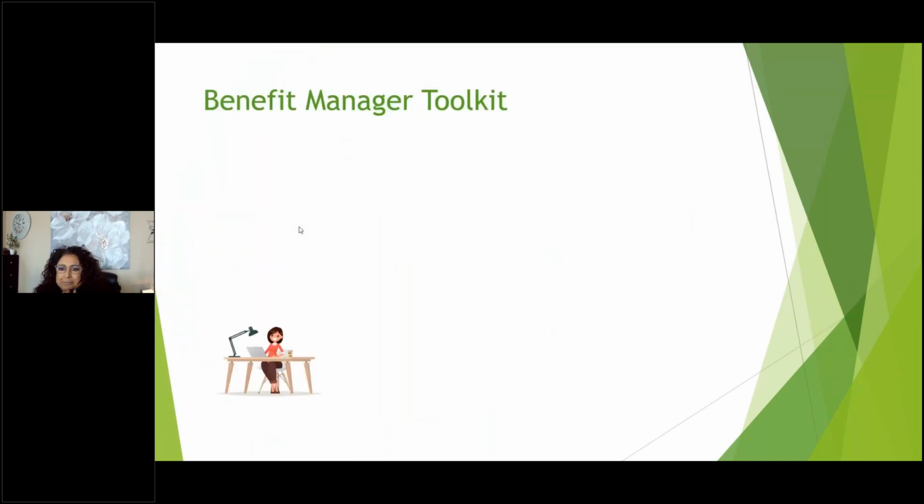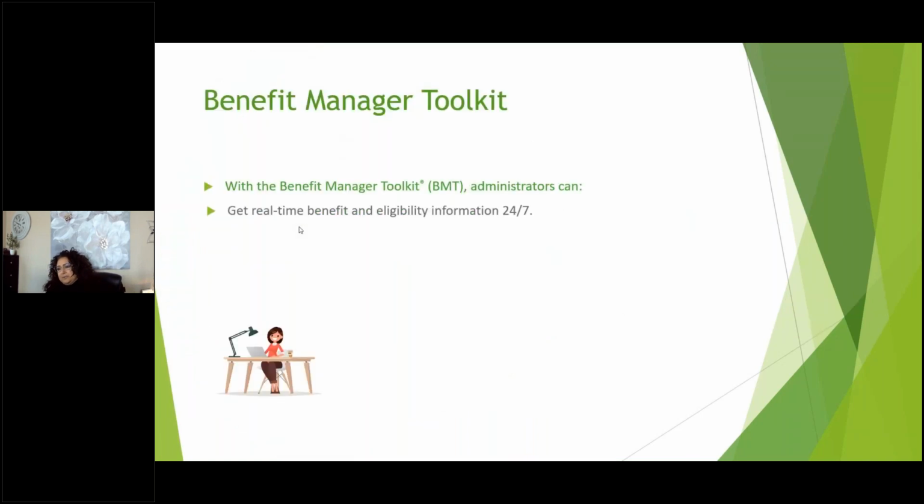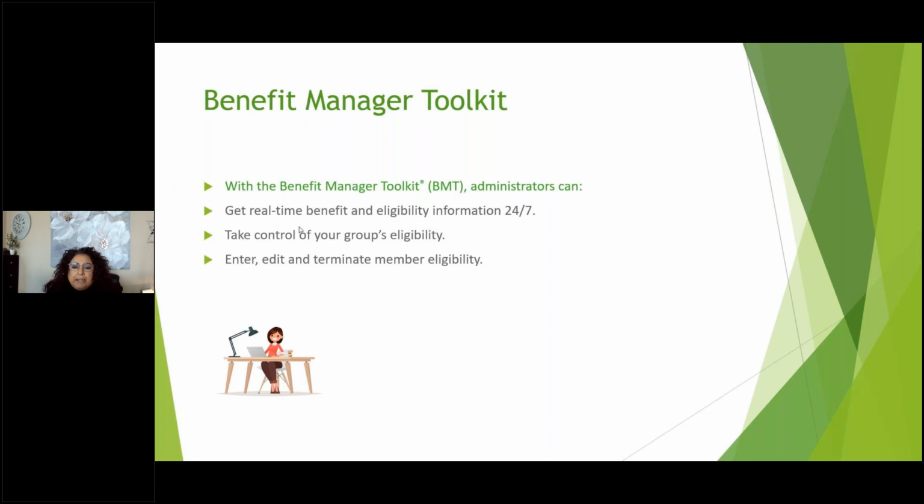So what can you do in the Benefit Manager Toolkit? You can get real time eligibility information 24/7, anytime you want. It allows the group to take control of their eligibility. So basically, that means they can enter new hires, term members, or modify information for members if they get married and have a name change or an address change. They're able to do that within the portal themselves.